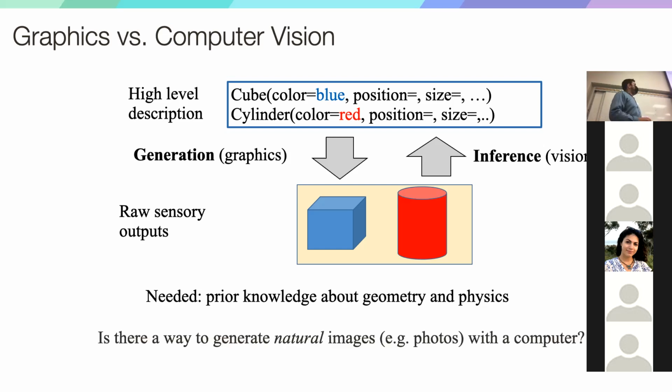But as I said already, this is very different from what we're trying to attempt here. We want to attempt to generate natural data or realistically looking data, for example, natural images, without any such prior knowledge or with very limited prior knowledge. Right? Can we generally generate realistically looking images in a fully data-driven approach?